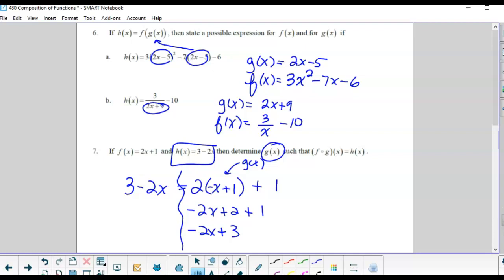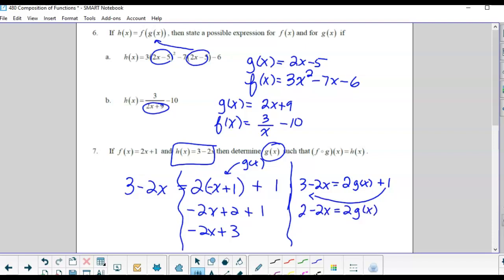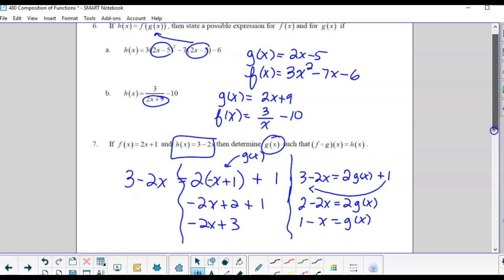How else could you do it? So I just kind of did trial and error. You could go, all right, 3 minus 2x equals 2 times g of x plus 1. So then bring 1 over, that's 2 minus 2x equals 2g of x. Divide by 2, 1 minus x equals g of x. That's a more formal way of doing it.